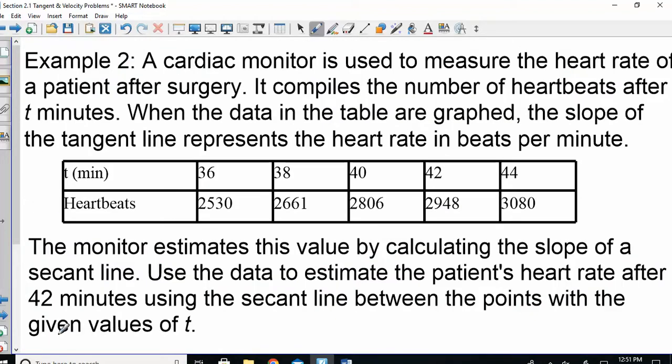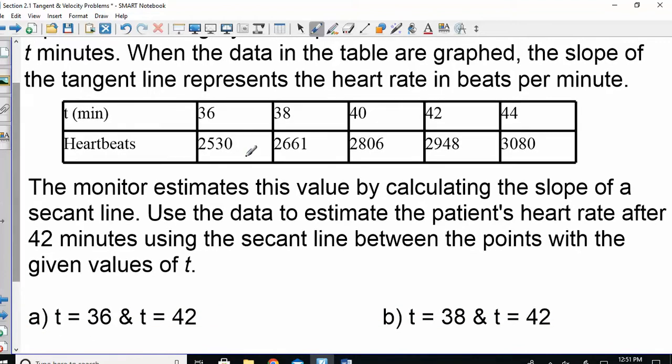All right, we can do this with actual data too, not just with an equation. So this one shows us a cardiac monitor. It's used to measure the heart rate of a patient after surgery. So it compiles the number of heartbeats after T minutes. When the data in the table is graphed, the slope gives the heart rate in beats per minute.